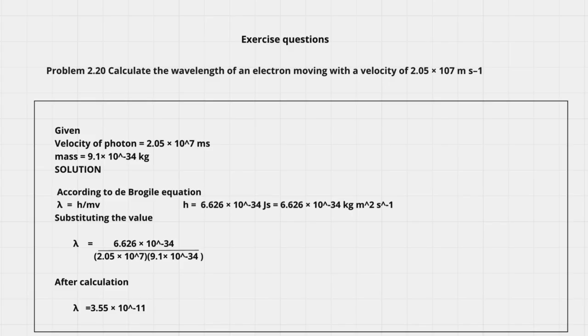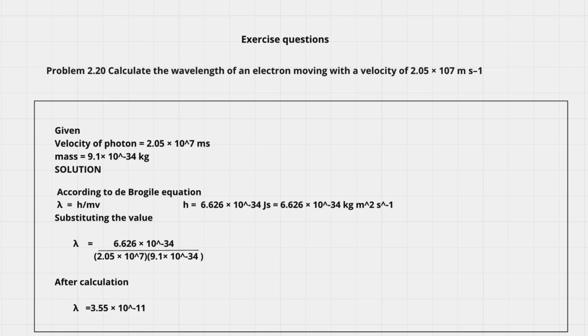Problem 2.20. Calculate the wavelength of an electron moving with a velocity of 2.05 × 10^7 m per second. Given: velocity equals 2.05 × 10^7 m per second. Mass equals 9.1 × 10^-31 kg.